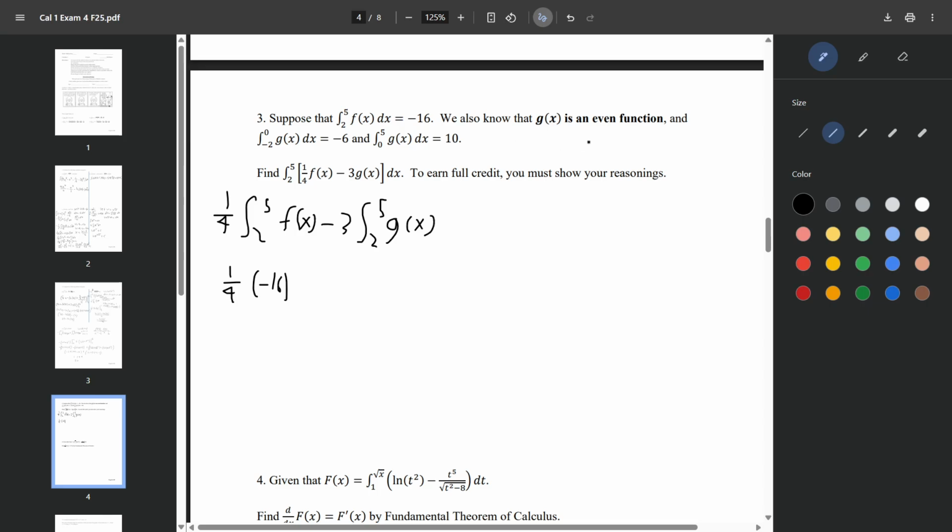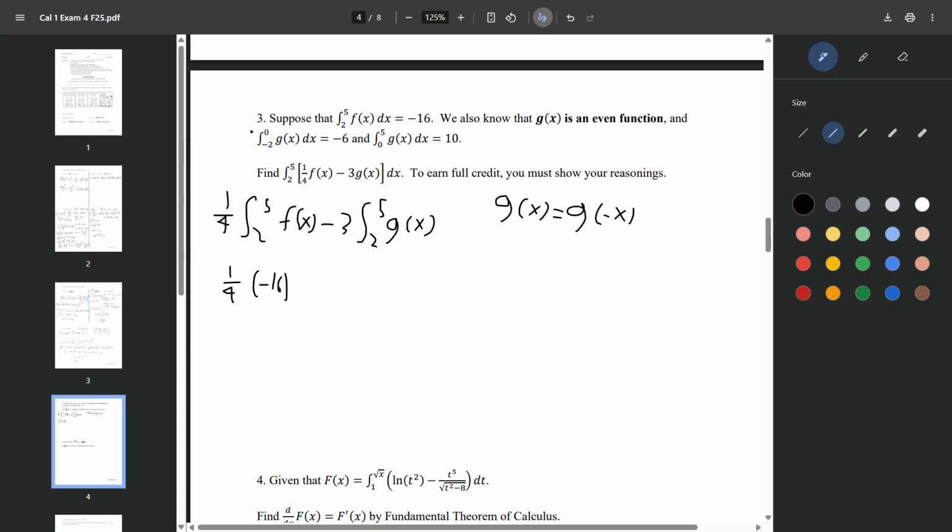So first we know that g(x) is an even function. So in that case, that means that g(x) equals g(-x). And that means that when x and its negative value are used, our g values are going to be the same.